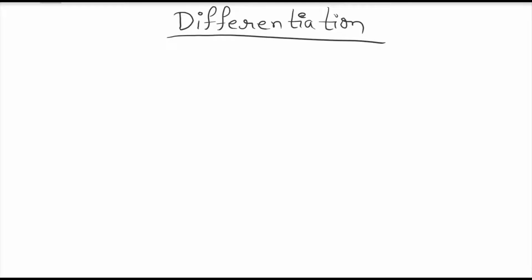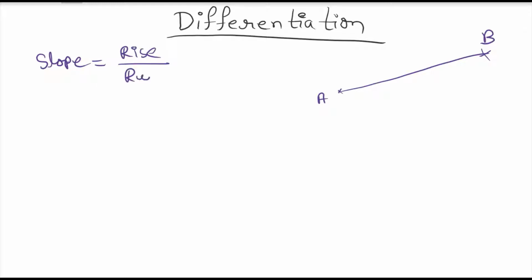Differentiation. In this video, let us try to understand the concept of differentiation. We know that slope between 2 points, if we take 2 points A and B, slope between any 2 points is given as slope equals rise over run, or we can say vertical distance by horizontal distance. This is called slope in general terms.